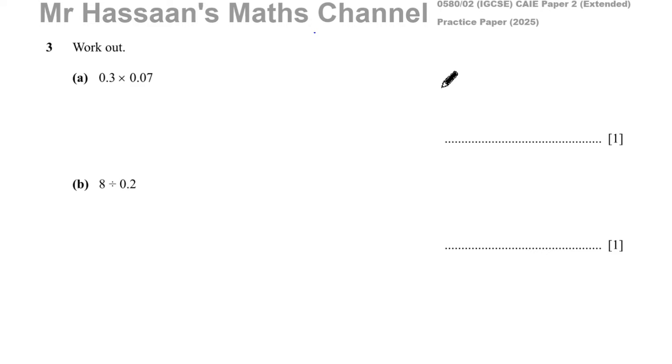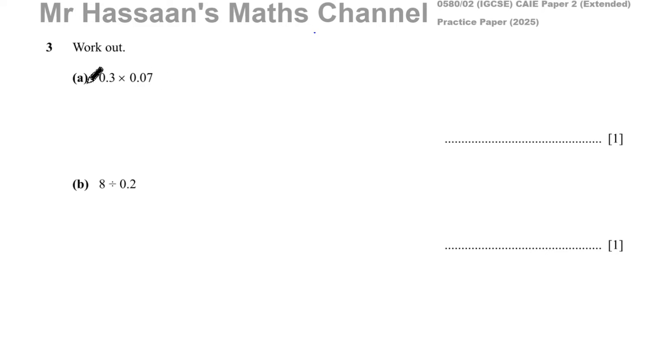I'm now answering question number 3 from the practice paper for the 2025 Cambridge 0580 IGCSE syllabus. This is paper 2, non-calculator. So these questions previously we would be using calculators for. Now you're not allowed to take a calculator with you into the exam hall. So we have to know how to do this using our understanding of decimals. So this is all about multiplication and division of decimals.